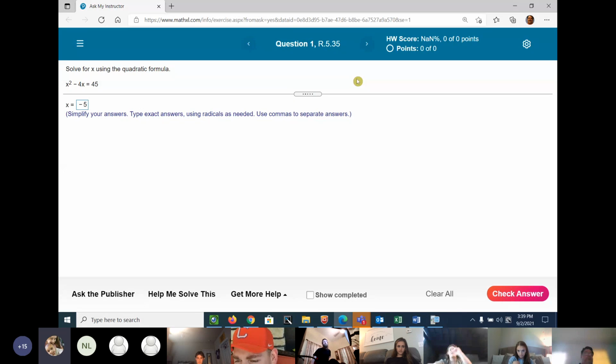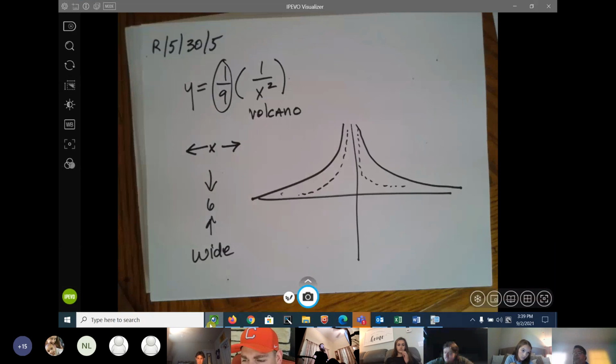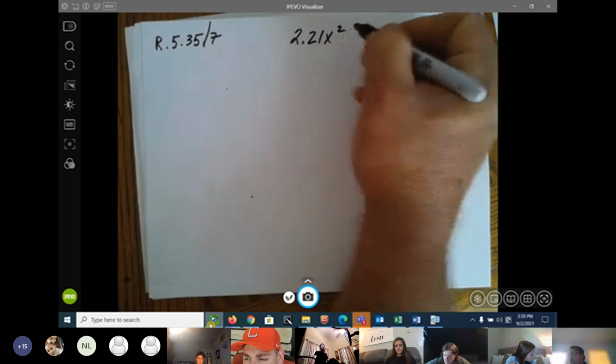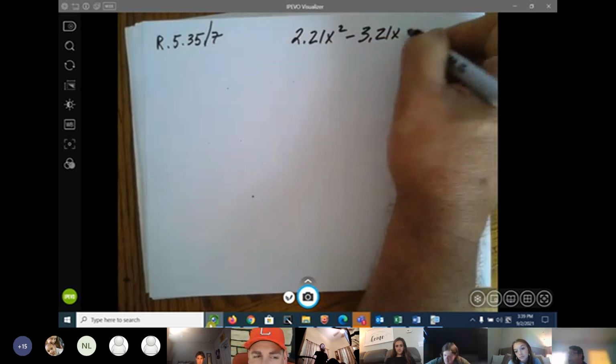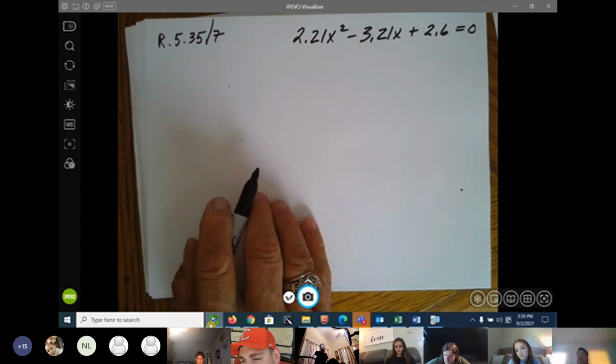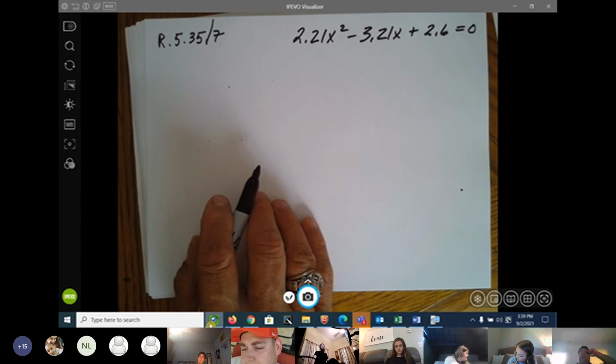I just told y'all in the last problem. Because it only doesn't work. It makes you use your calculator, and you only use the quadratic formula when you got something like this. This is when you use the quadratic formula. 2.21x squared minus 3.21x plus 2.6 equals 0. That's when you use the quadratic formula. And you have to depend on what? The calculator. So we're going to do this by completing the square.